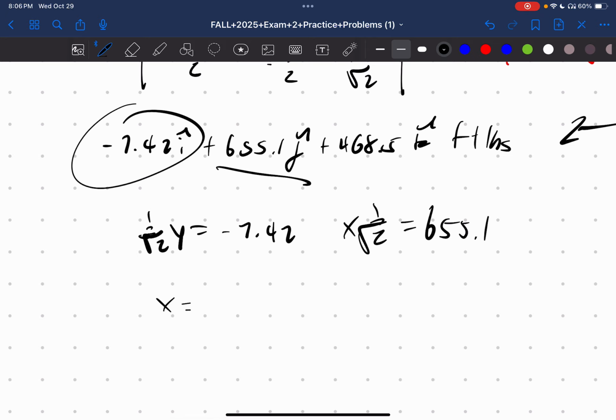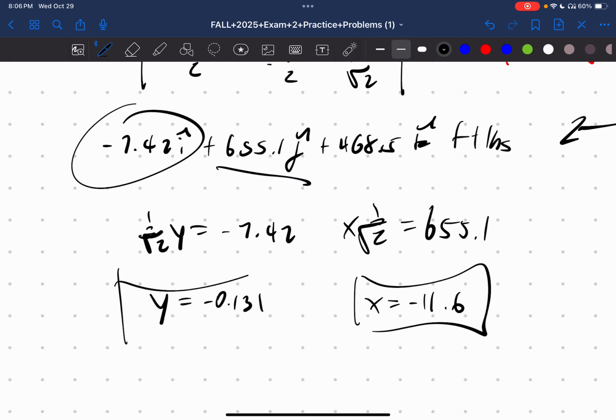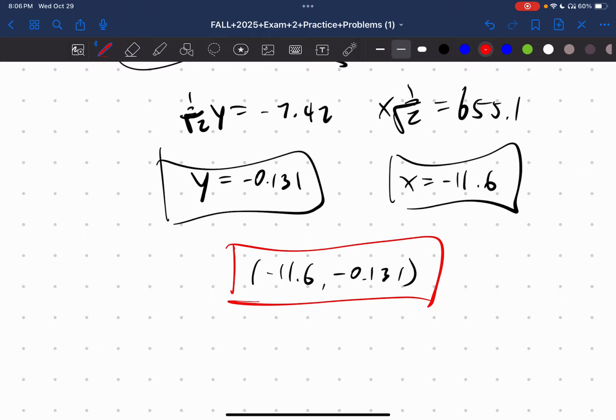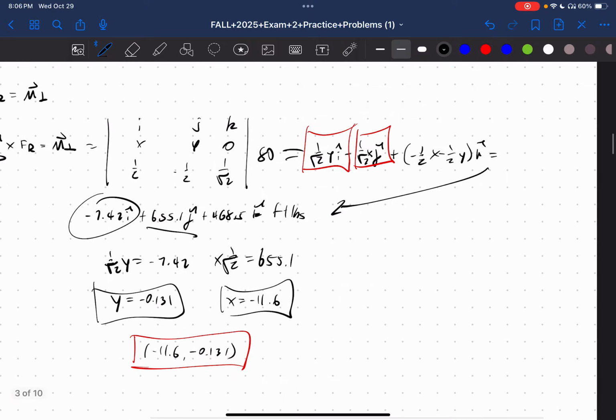X is equal to negative 11.6. Solve this for y. Y is equal to negative 0.131. X is equal to negative 11.6. So this is your answer, pretty easy. Put in coordinates: negative 11.6, comma, negative 0.131. If you want to check, take this answer and plug it in here, and that should equal the k direction, but I'm not going to do it.